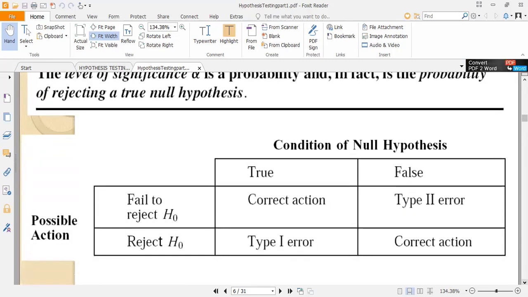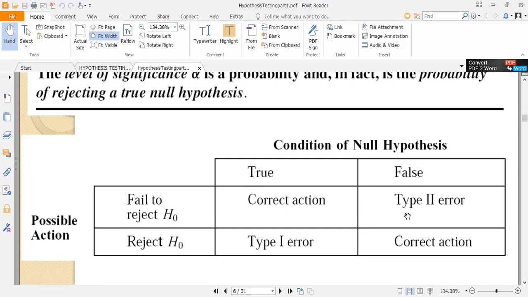So we also have what we call type 1 and type 2 error. The type 1 error is one where we fail to reject the null hypothesis when it is actually supposed to be true. We call that the type 1 error. When we fail to reject the null hypothesis, which happens to be true, or which happens to be the correct action, we call that the type 1 error.